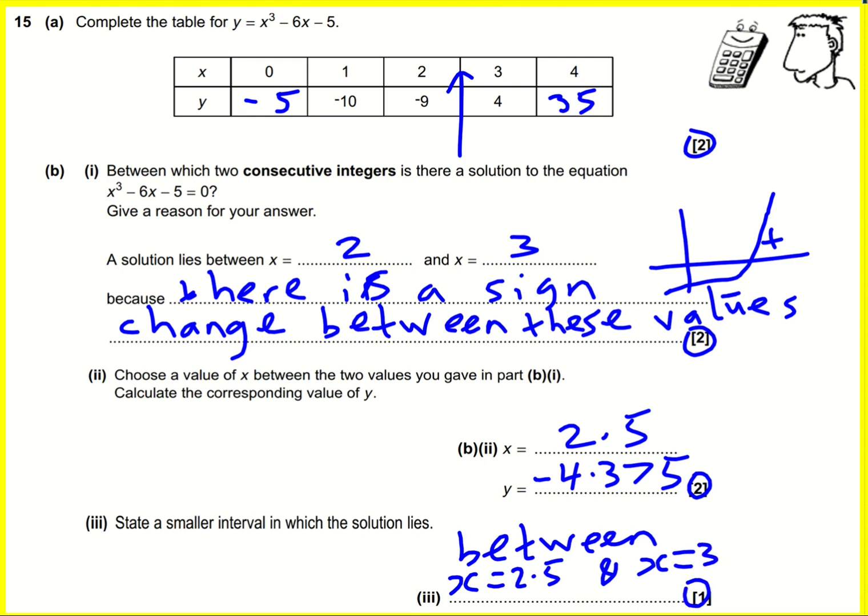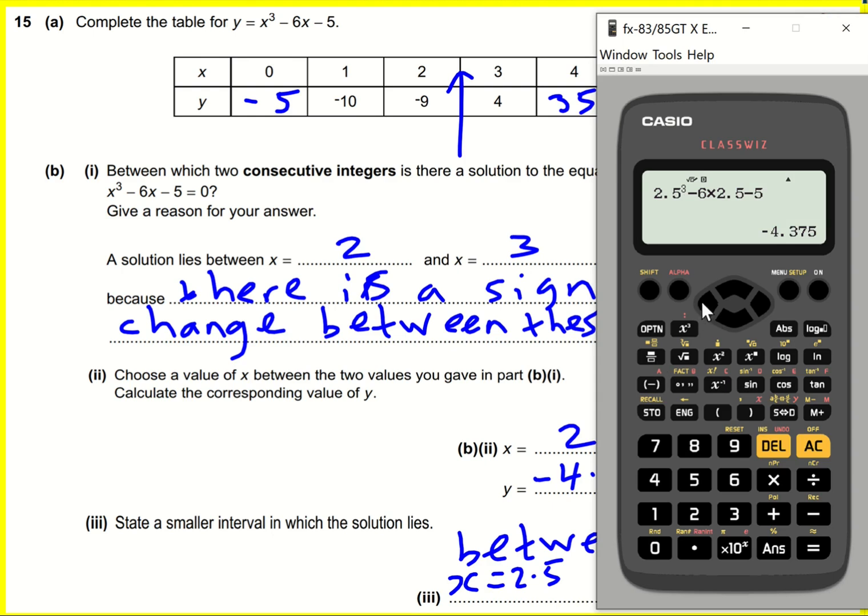We've done the question now, but we could continue to narrow this down. So I could put 2.75 in. Okay, I can just go back on this. I'm expecting this to be even smaller. Okay, so minus 0.7, it's still negative. So actually, the solution is between 2.75 and 3. Maybe I try 2.85.